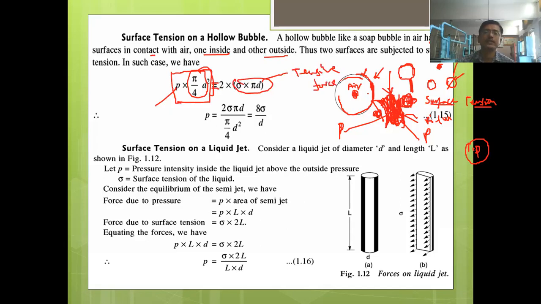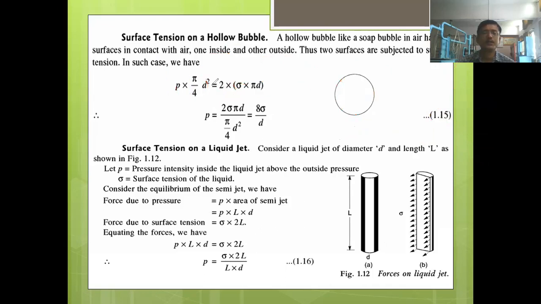And why is it taken twice? Because there are two surfaces, and because of that there will be two surface tensions acting on this liquid, like a hollow bubble. Now rearranging these terms, keeping P on the LHS and taking pi by 4 d square to the RHS, pi will get cancelled here, this 4 will come in the numerator, one d will get cancelled, and 4 into 2 becomes 8 sigma divided by d.